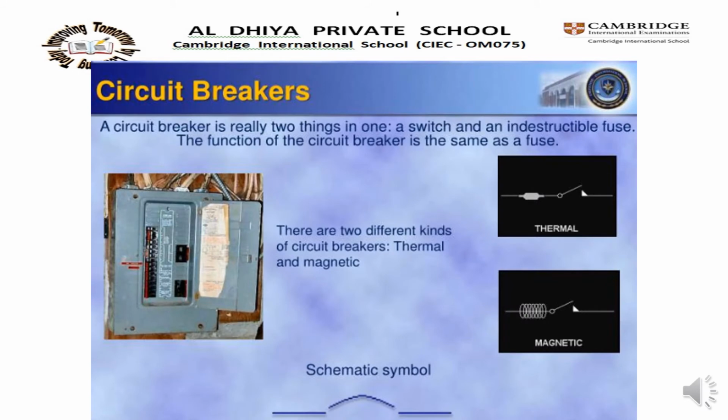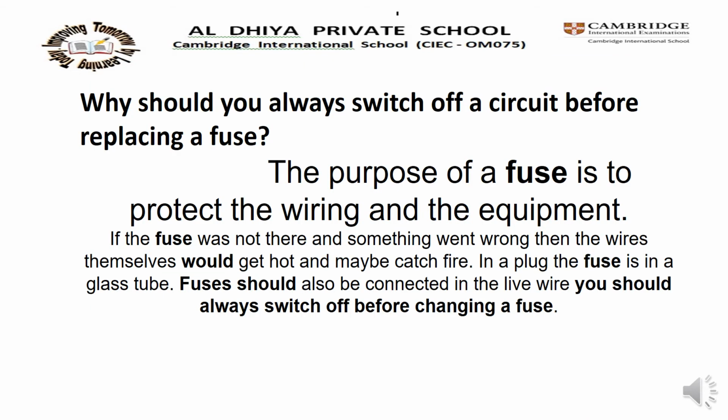The function of the circuit breakers is the same as the fuse. There are two different kinds of circuit breakers, thermal and magnetic. Look here, the schematic symbol of the circuit breaker. Children, we should always switch off a circuit before replacing a fuse. Why? The purpose of the fuse is to protect the wiring and the equipment.